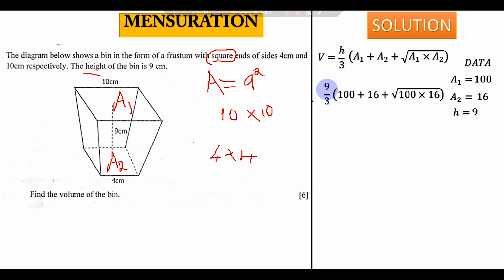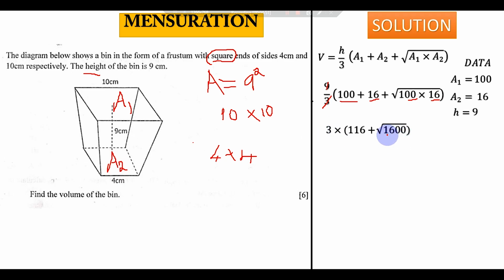In this case, the 3 can go there without leaving a remainder. So we'll divide. 3 into 9, it goes there 3 times. So we have 3 times, open bracket, then we add 116. 100 plus 16, we are going to have 116. Then we multiply here 100 times 16 in the square root, where we have 1,600. Please do not start multiplying the 3 and the 116. No, that is not correct. We need to first of all finish up everything inside the brackets. That's when we can multiply by the number outside the brackets.